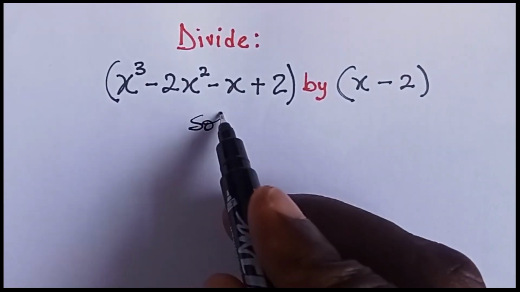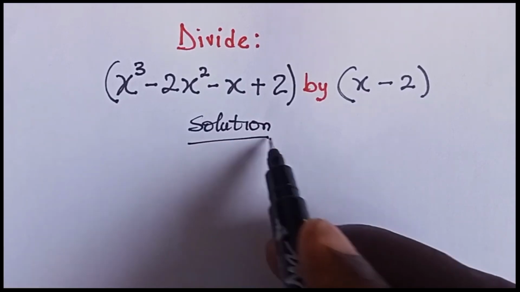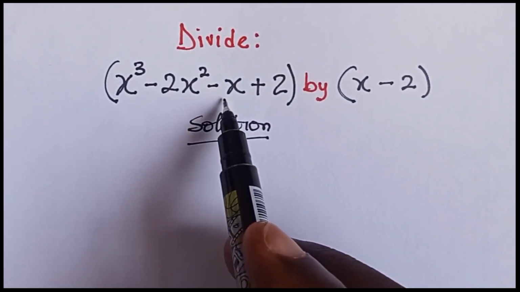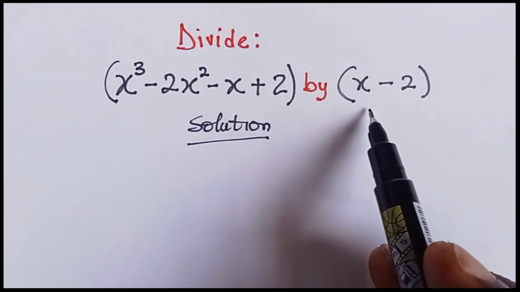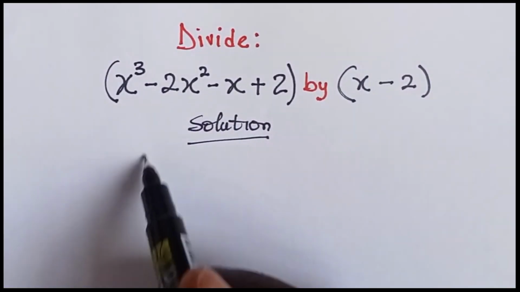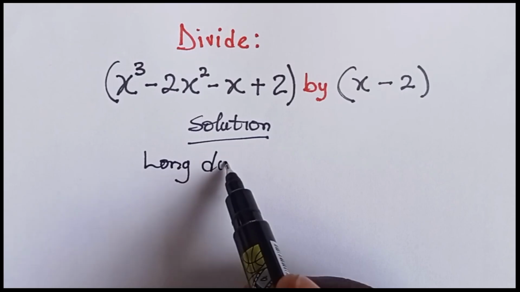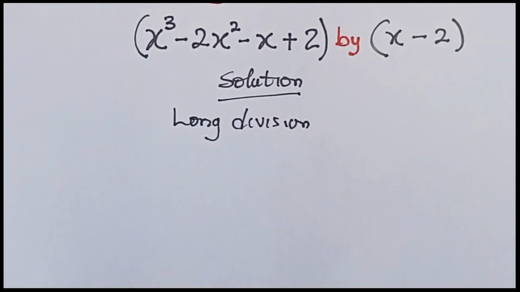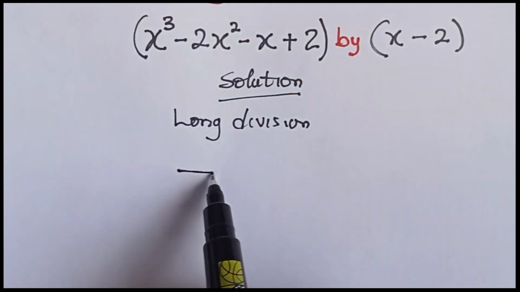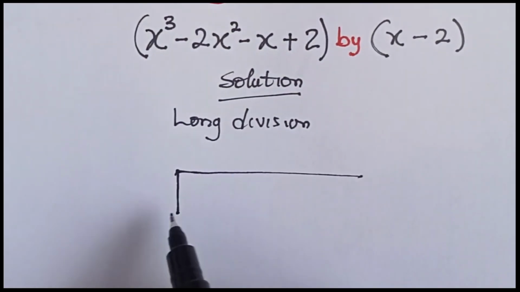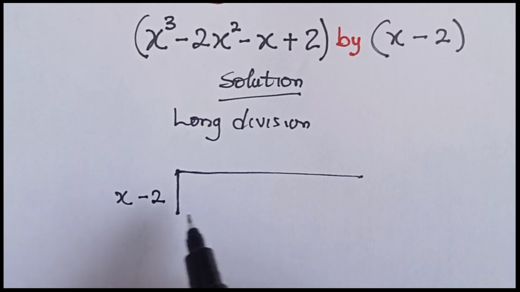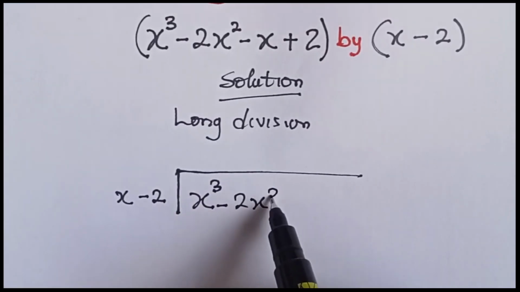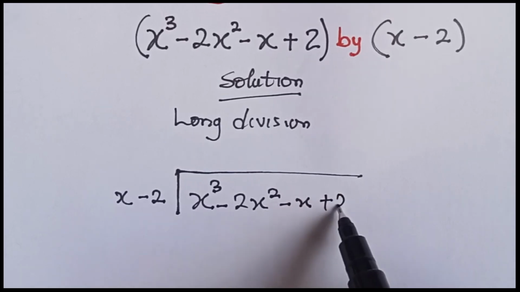Okay, so in this video we want to divide x raised to the power 3 minus 2x raised to the power 2 minus x plus 2 by x minus 2, and what we are doing is long division. We are going to divide that by x minus 2. So we have x raised to the power 3 minus 2x raised to the power 2 minus x plus 2.